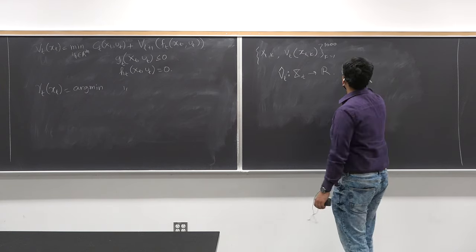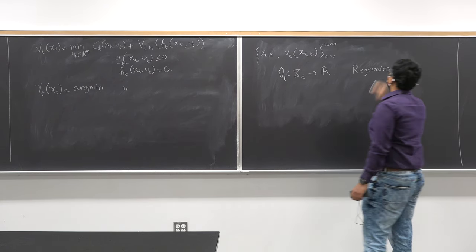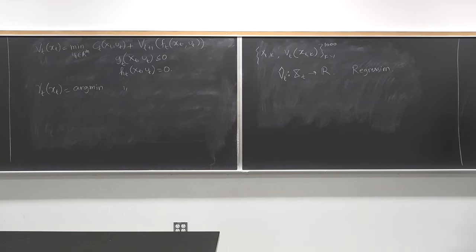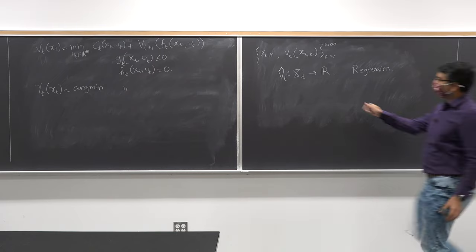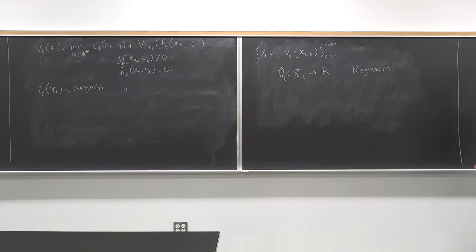Regression. So regression tries to come up with a function that approximates an input-output behavior. That general field is called regression. It's a field in statistics, and nowadays it's heavily used in a lot of machine learning and approximate dynamic programming literature.